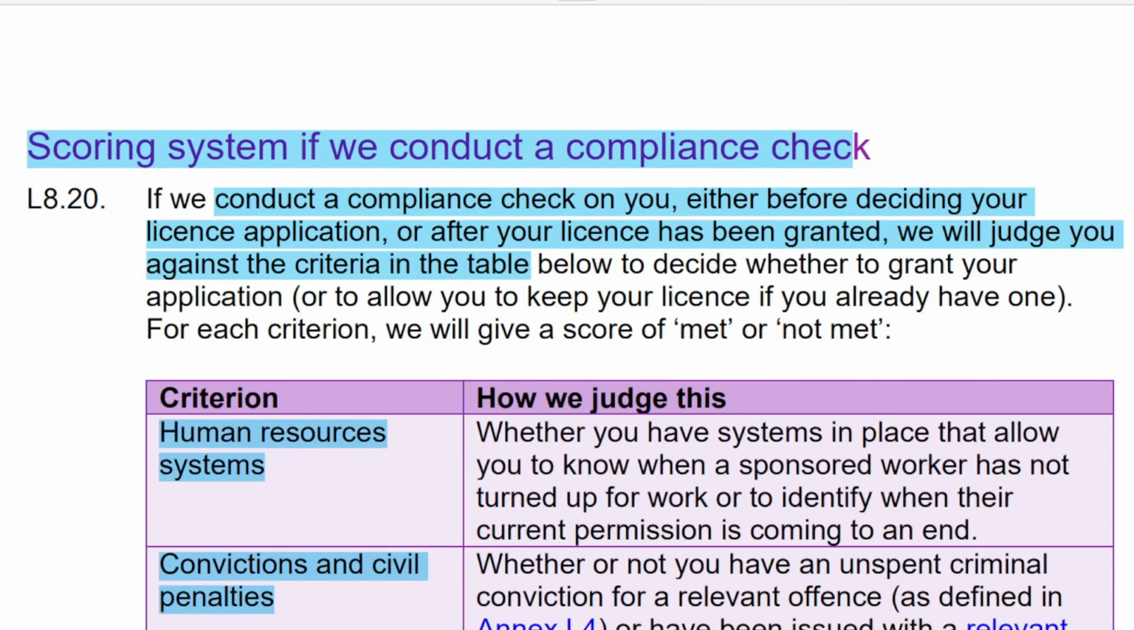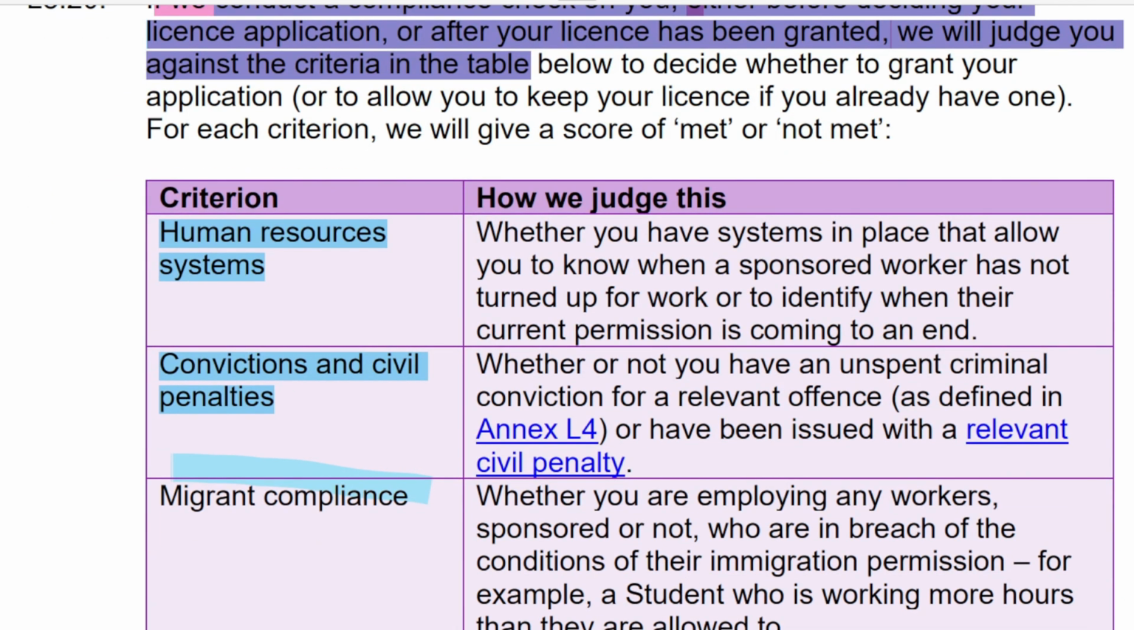So now let's discuss the scoring system if we conduct a compliance check. The scoring system is designed by the Home Office so it can help the person who comes for inspection. If we conduct a compliance check on you, either before deciding your licence application or after your licence has been granted, we will judge you against the criteria in the table. The criteria is, number 1, human resource system. How we judge this: whether you have a system in place that allows you to know when your sponsored worker has not turned up for work, or to identify when their current permission is coming to an end.